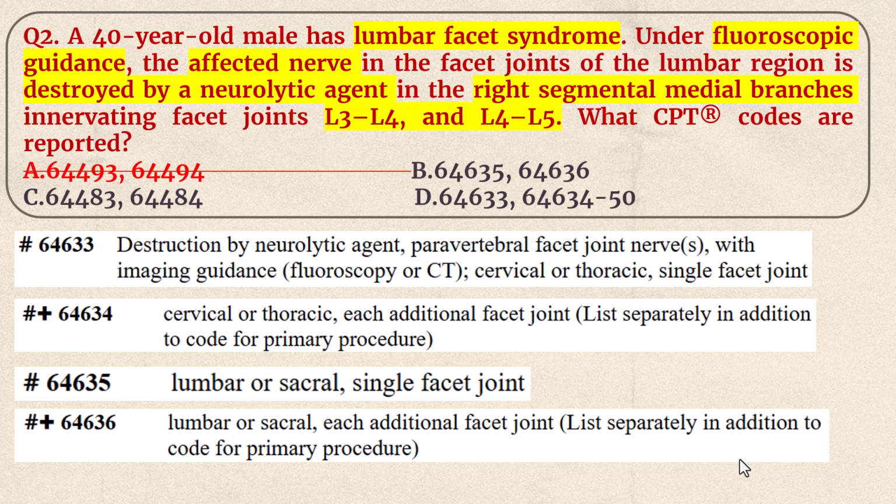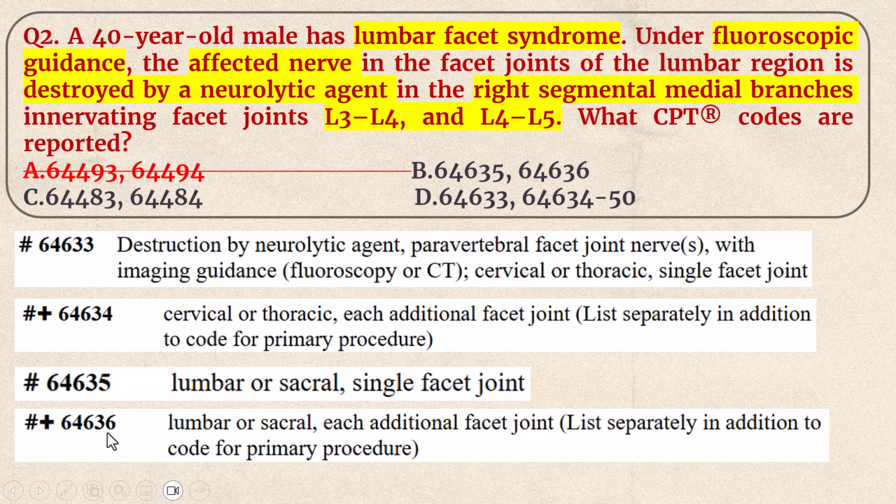When you see the other codes, 64633, destruction by neurolytic agent, paravertebral facet joint nerves with imaging guidance, fluoroscopy or CT, cervical or thoracic, single facet joint. Here it says cervical or thoracic, but in our case it is lumbar. So 64634 is cervical or thoracic, each additional facet joint. If you see the other code, 64635, that is lumbar or sacral, single facet joint.